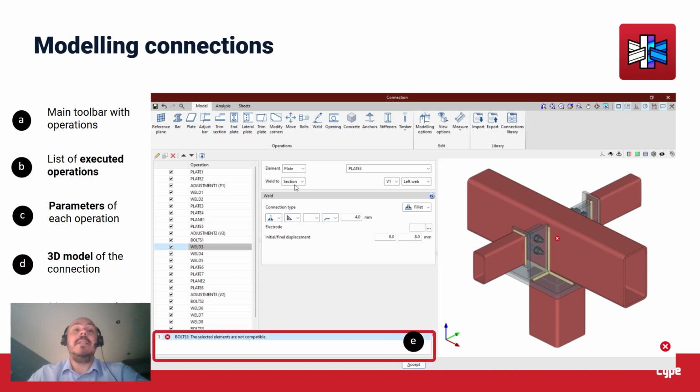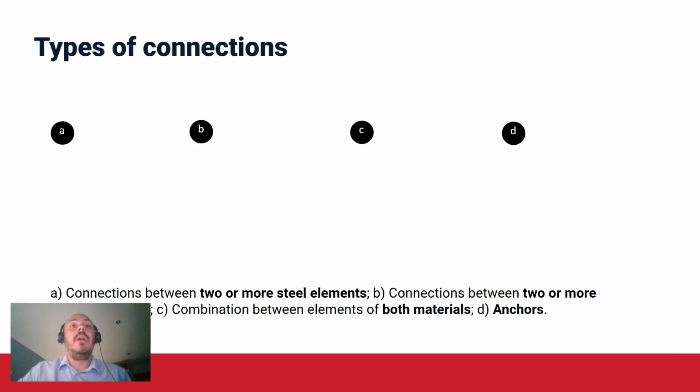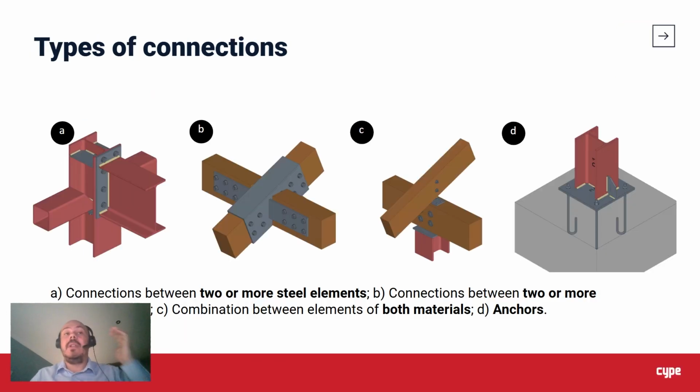And then in the end, if we have any clash or any element that is not compatible with another element, we will have some warning messages telling us that something is not okay, that must be checked before we analyze the connection itself. There are different types of connection, as I said before, for example, between steel elements, between wooden elements, in a mixed situation like this, or even the connection of these elements to concrete elements.